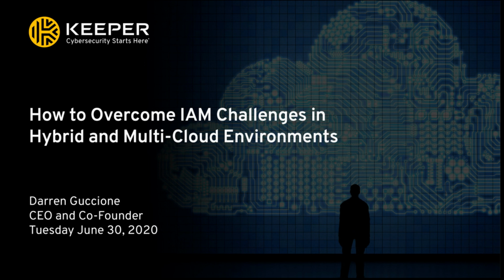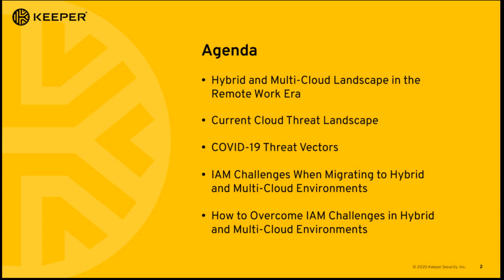Today I'm going to talk about how to overcome IAM challenges in hybrid and multi-cloud environments through IAM. We're talking about identity and access management. So here are the first 4 points that I'll cover. Actually, there's 5, and I'm going to recap with some Q&A, but we'll start off and talk about the hybrid and multi-cloud landscape in the remote work era. That's the environment that all of us have migrated to today. The current cloud threat landscape, a little bit about COVID-19 threat vectors, and then I'll move on with IAM challenges when migrating to hybrid and multi-cloud environments, as well as ultimately how to overcome the challenges in the environment today dealing with hybrid and multi-cloud environments.